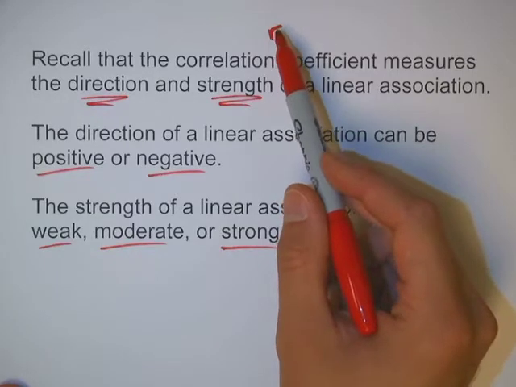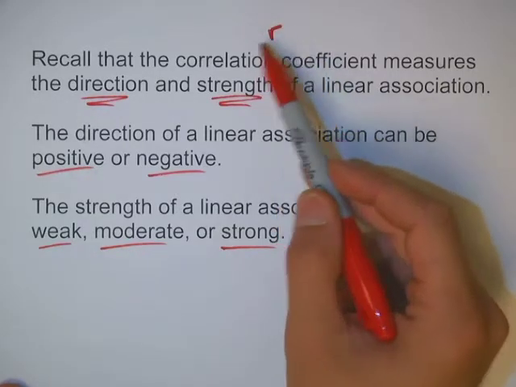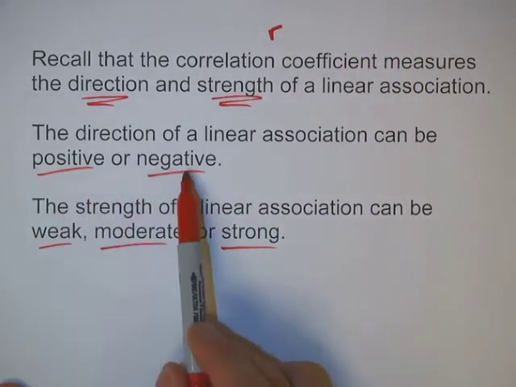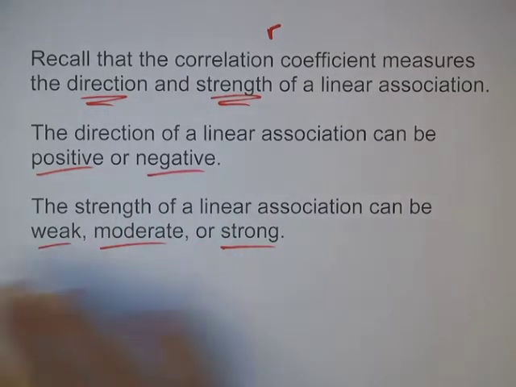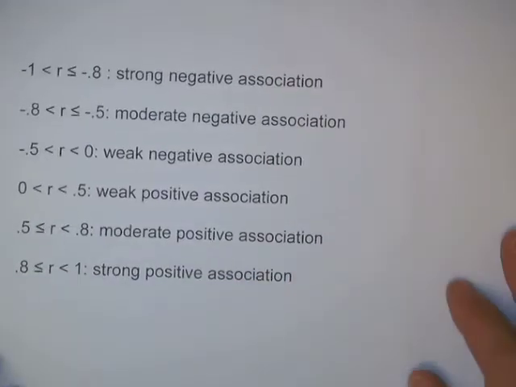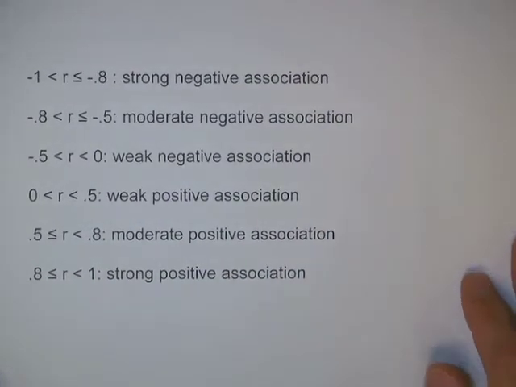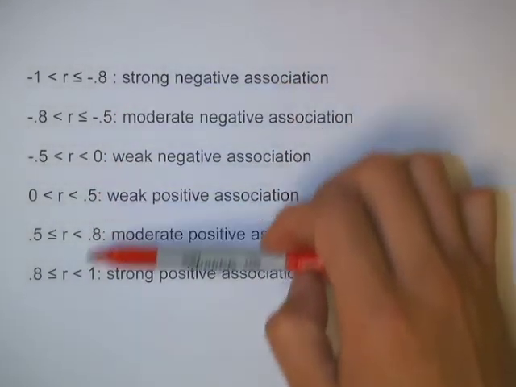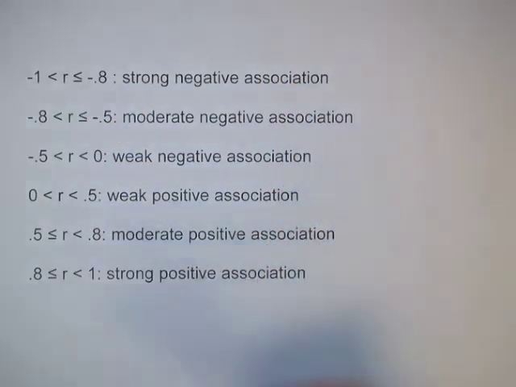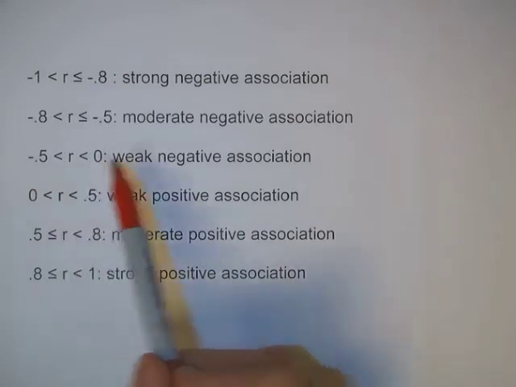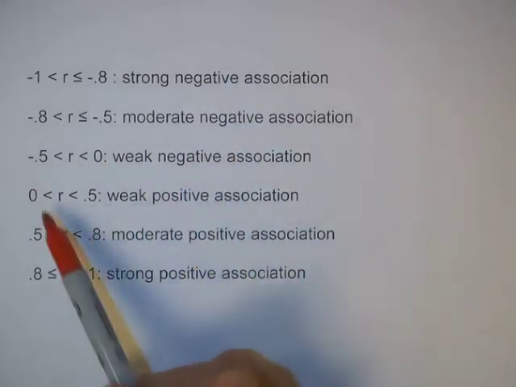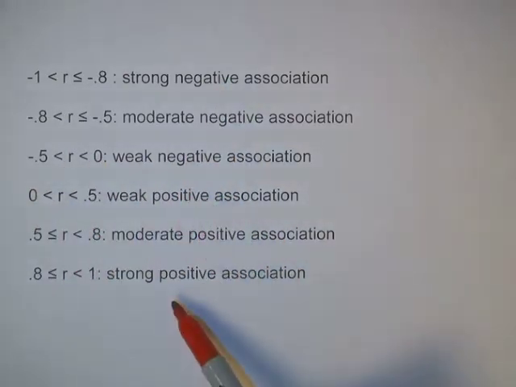Based on my value of R, is it a positive or a negative association, and is it a weak, a moderate, or a strong association? Here's the breakdown for how to interpret R. There's some symmetry here. Anytime you have an R value that's negative, you're going to have a negative association. Anytime it's positive, you're going to have a positive association. So that works out nicely.